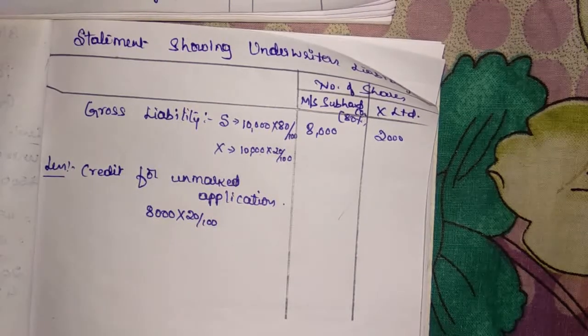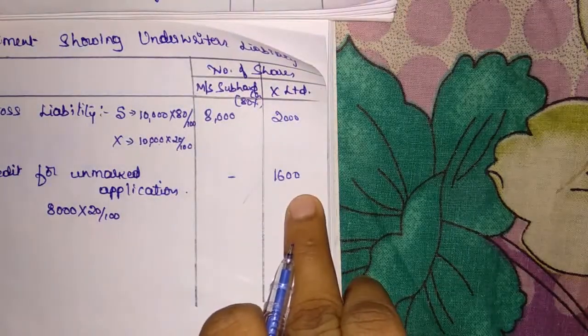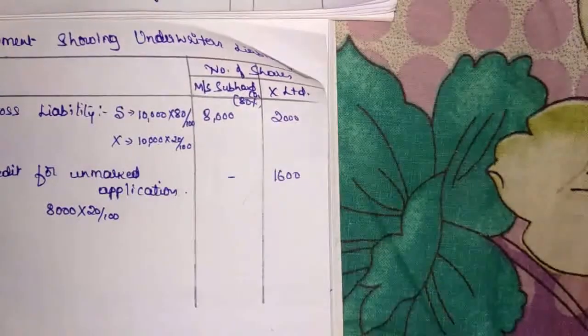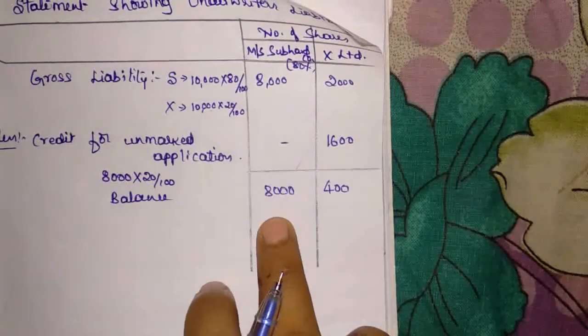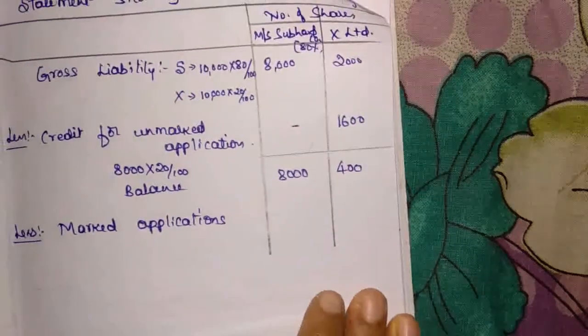You got it? Therefore, unmarked application is 1,600. Benefit is given to company. Balance is 8,000 shares and 400 shares. Then we have to deduct what? That is marked application. What is a marked application in this example?